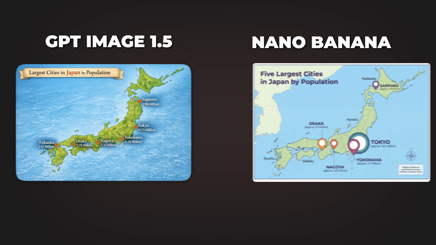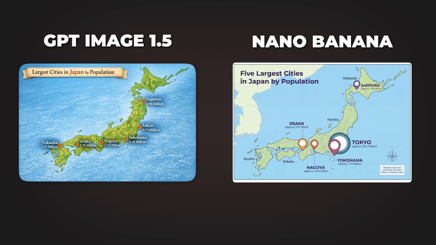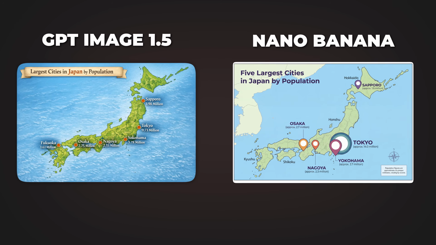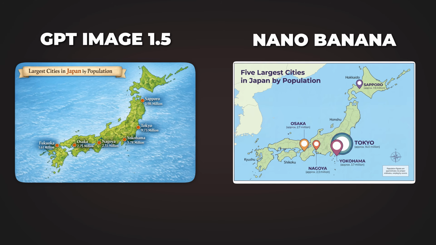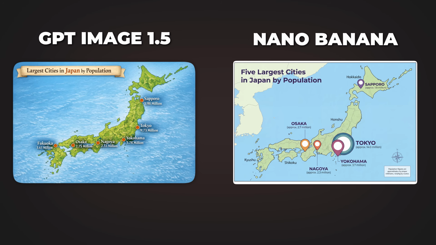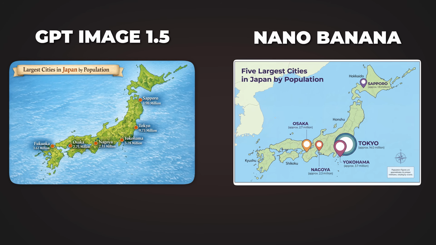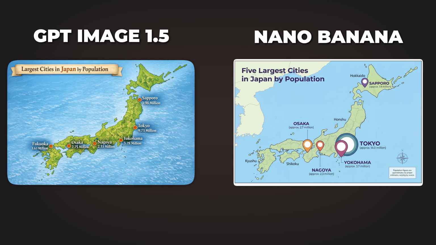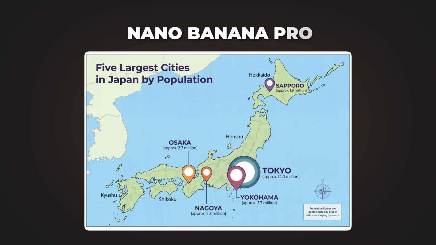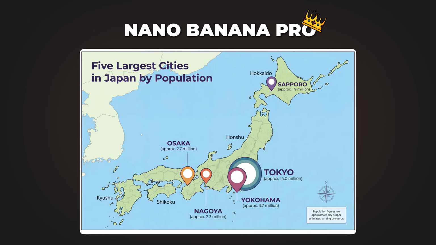So, who handled this better? Both models actually got the population numbers very similar and mostly correct. The slight differences in millions happen simply because one model might count just the city center, while the other counts the whole metropolitan area. But since Banana got the geography and the city count right, it's the clear winner here.